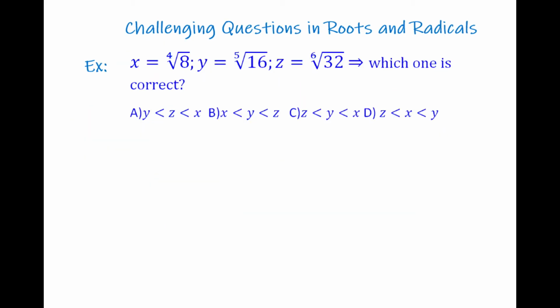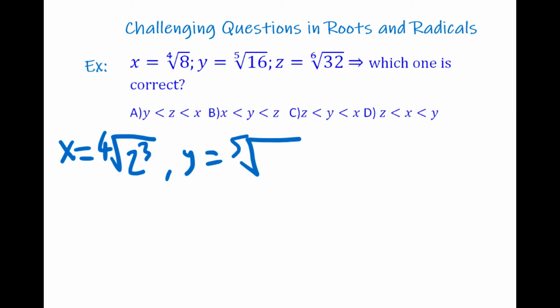And this is our last question, guys, in this video. x is the 4th root of 8, y is the 5th root of 16, and z is the 6th root of 32. In this case, which one is greater and which one is smaller, or which of the following is correct? So if I rewrite x, the 4th root of 8 can be written as 2 to the power of 3, y is the 5th root of 16, which is 2 to the power of 4, and z is the 6th root of 32, which is 2 to the power of 5.